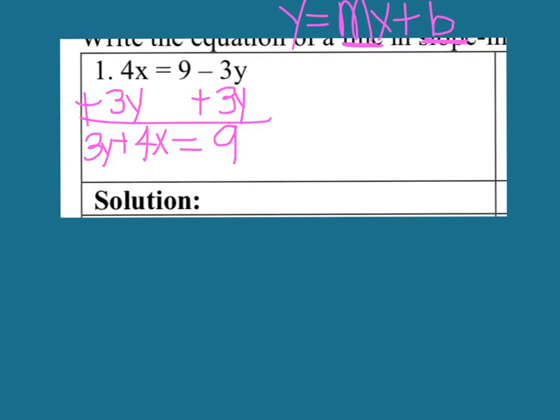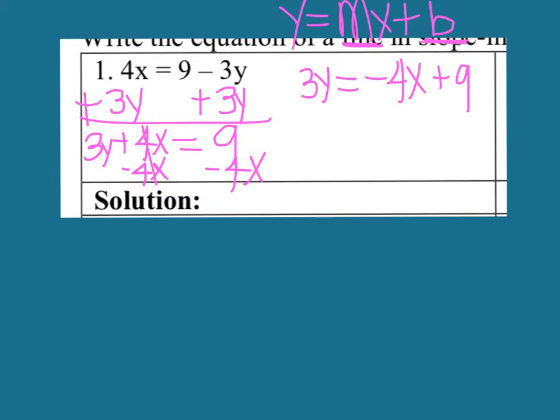All right, now let's get the x term moved over to its right side. So we're going to subtract 4x from both sides. And 9 and 4x are not like terms, so therefore we cannot combine them. So our 4x's go away, leaving us with 3y is equal to negative 4x plus 9.